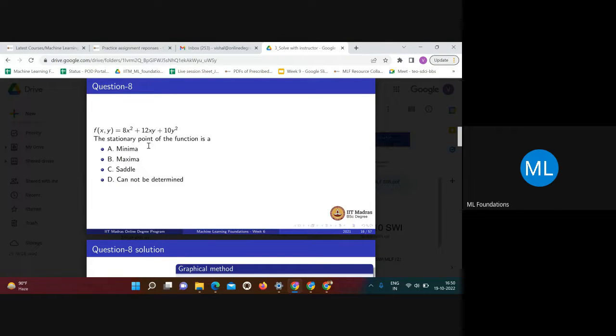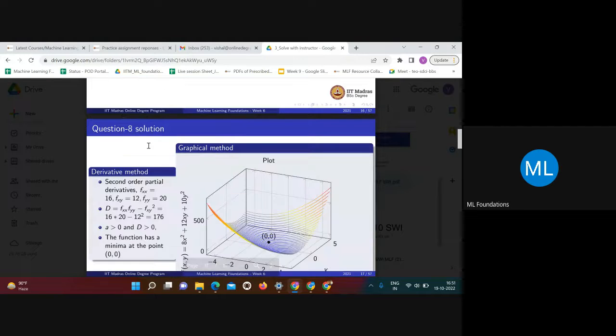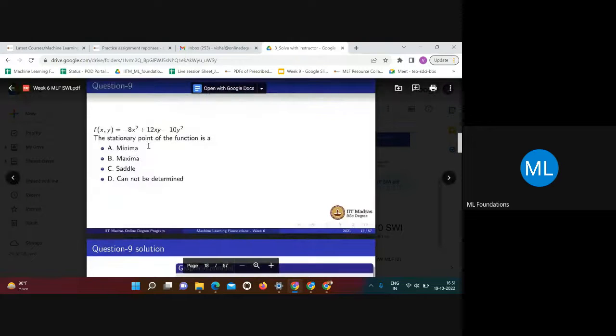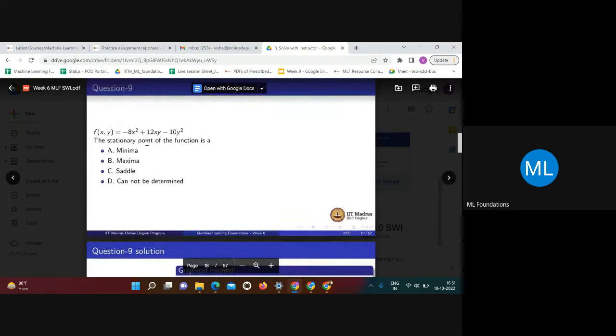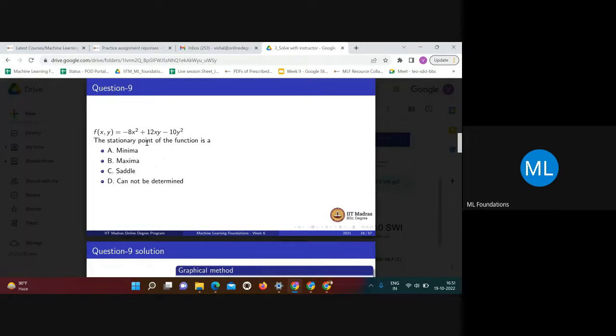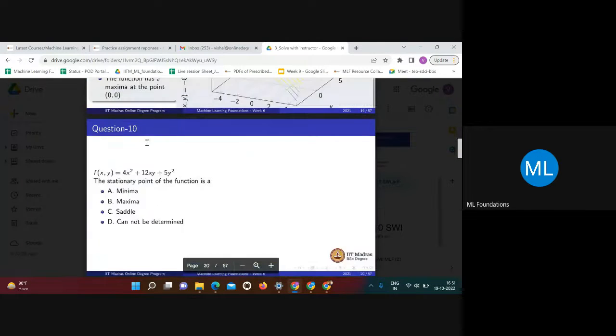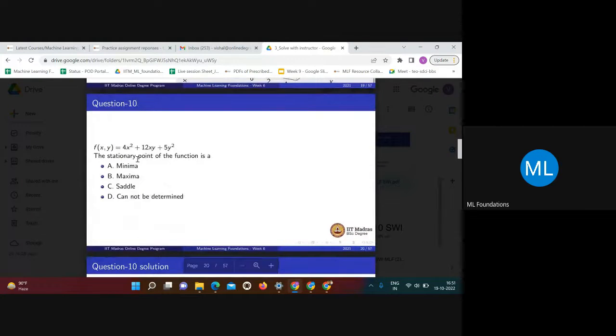This is why we are reading mostly about real symmetric functions. Because in ML we generally work on this type of matrices, or you can say functions only. In the future we'll be doing gradient descent, and gradient descent will work for those cases, right? The upward bowl. And here we are just inverting the bowl, right? Okay, what about this 4x square plus 2xy plus 5y square?